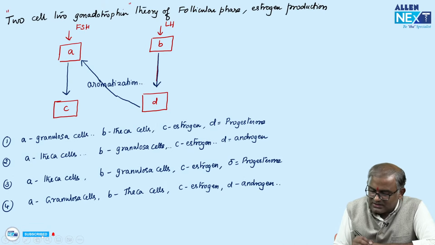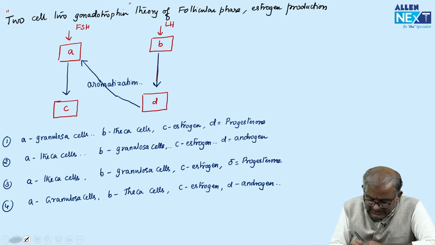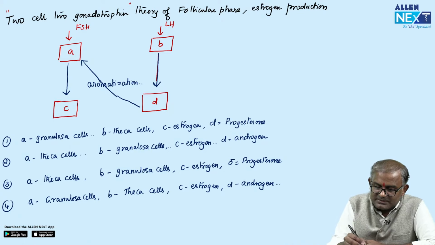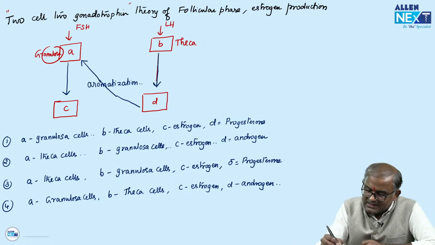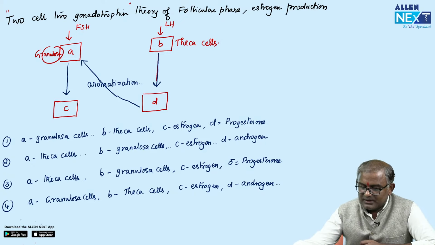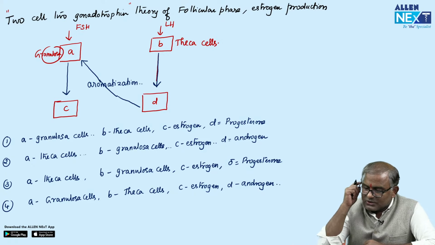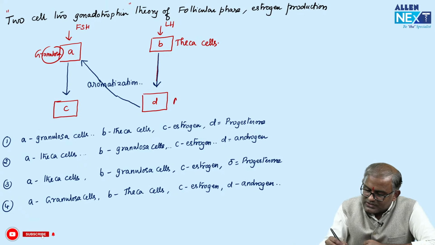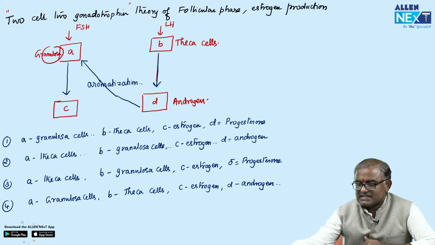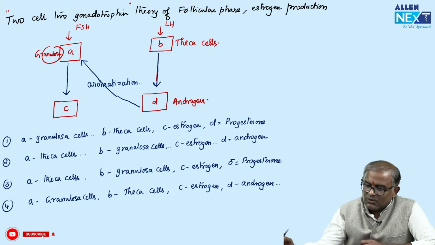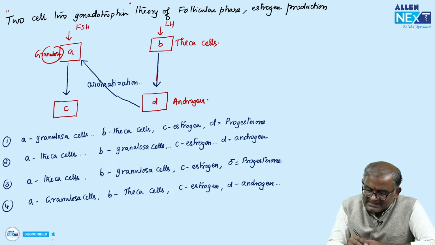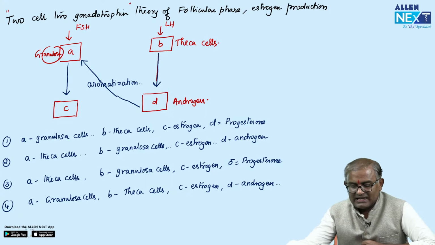Now come back to this question. Now option A. What is option A? FSH receptors means option A is definitely what? Granulosa. Yes. LH means, B is what? Theca cells. Yes. Now theca cells produce what? Androgens. Now these androgens undergo aromatization to produce what? Estrogen. So A is granulosa cells, definitely. B is theca cells.